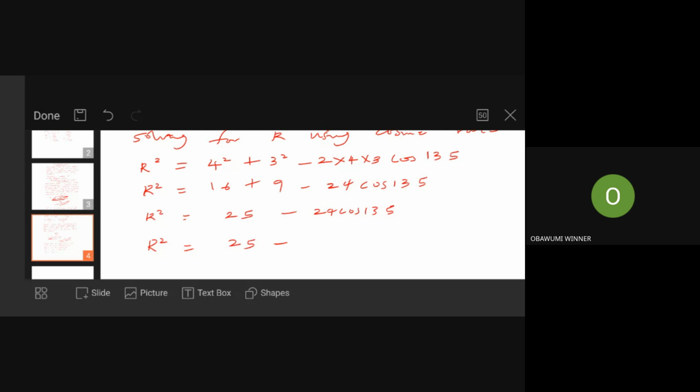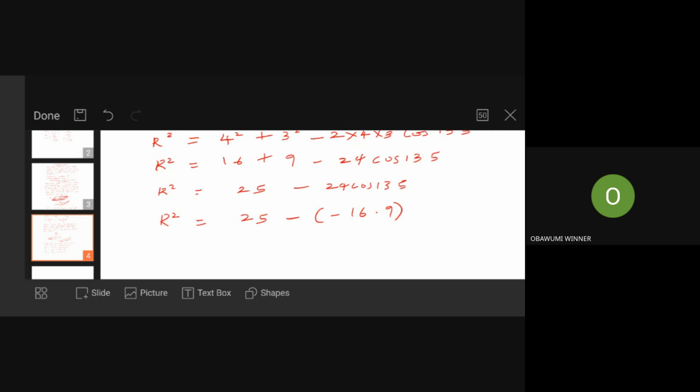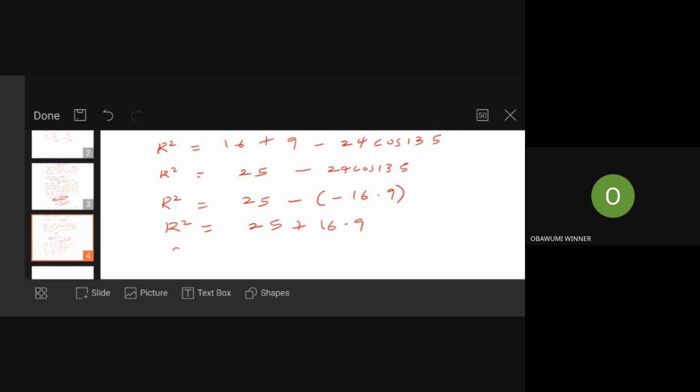Minus what? 16.9. Minus 16.9. So it means that I'll be having minus 16.9. All right. So clearly, this means that my r square becomes 25. Double minus is going to make a positive. So I have 25 plus 16.9. And if you add 25 plus 16.9, my r square becomes 41.9.